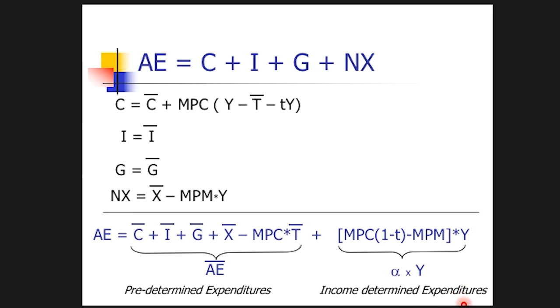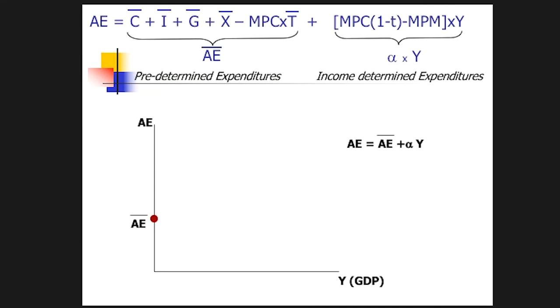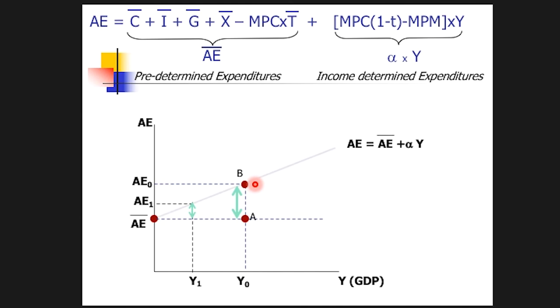And from this section, we can also describe it using the diagram. In this equation, we see that if income changes, aggregate expenditure changes. Here the two axes of the diagram show aggregate expenditure and income or GDP. When income is 0, aggregate expenditure will be predetermined. When income increases to Y1, we have one more part of increased expenditure. Or if income increases to Y0, we have higher expenditure. Combining these points, we get the line for aggregate expenditure.